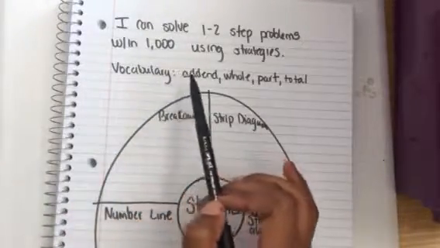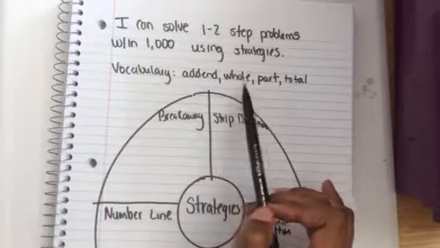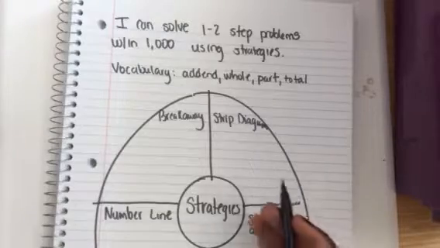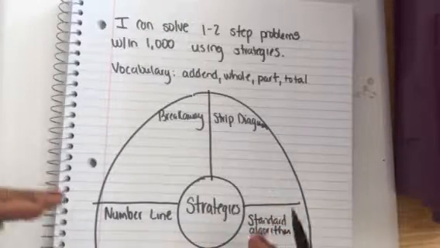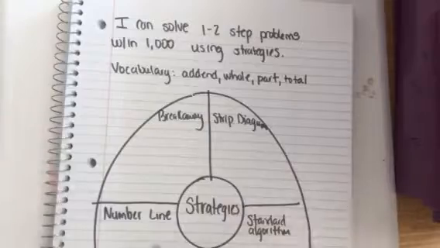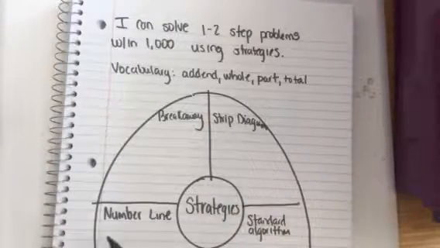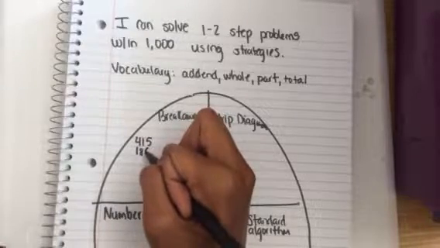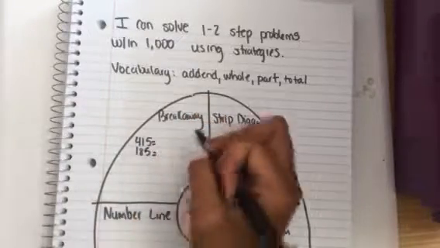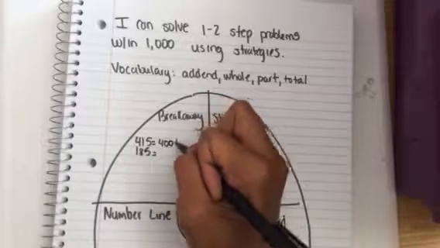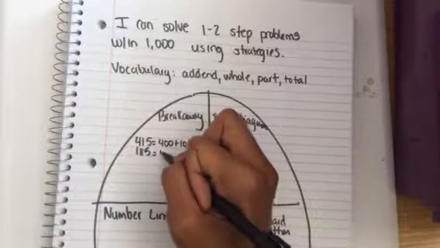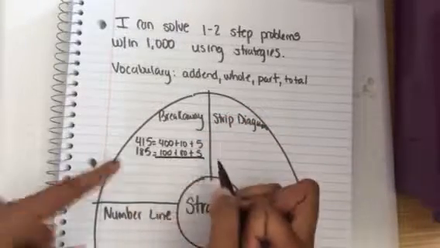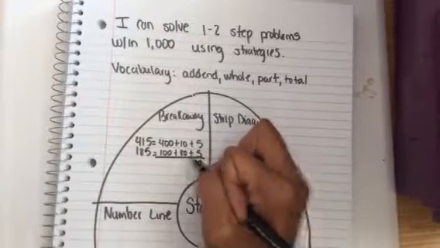Some of the vocabulary that we use are add-in, whole, part, and total, and I'll describe that more as we get into it. For instance, the kids may have to look at answer choices and decide which breakaway method is correct or incorrect. If we have a problem that says 415 plus 185, the breakaway method is simply the expanded form: 400 plus 10 plus 5, 100 plus 80 plus 5. They just break the number down and add it back together.